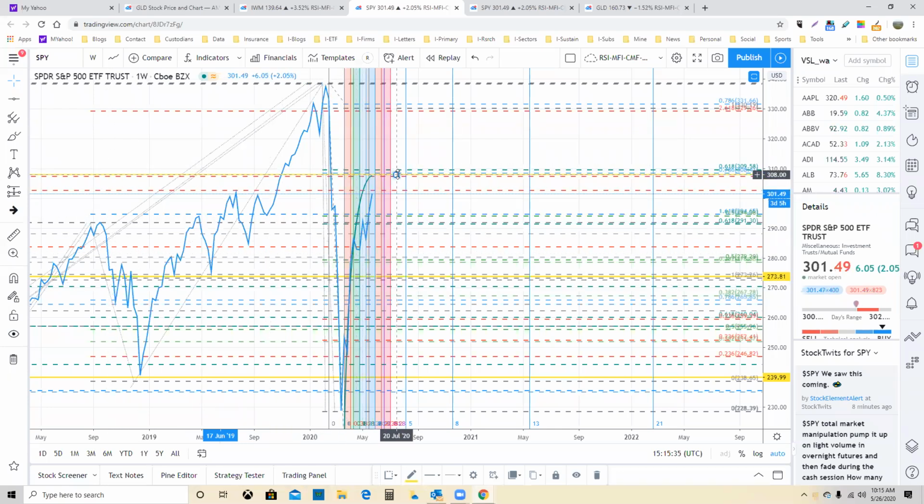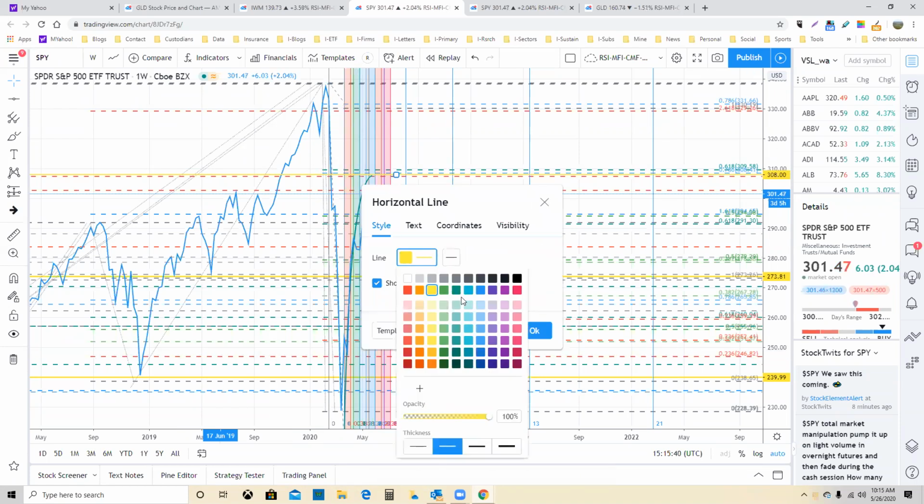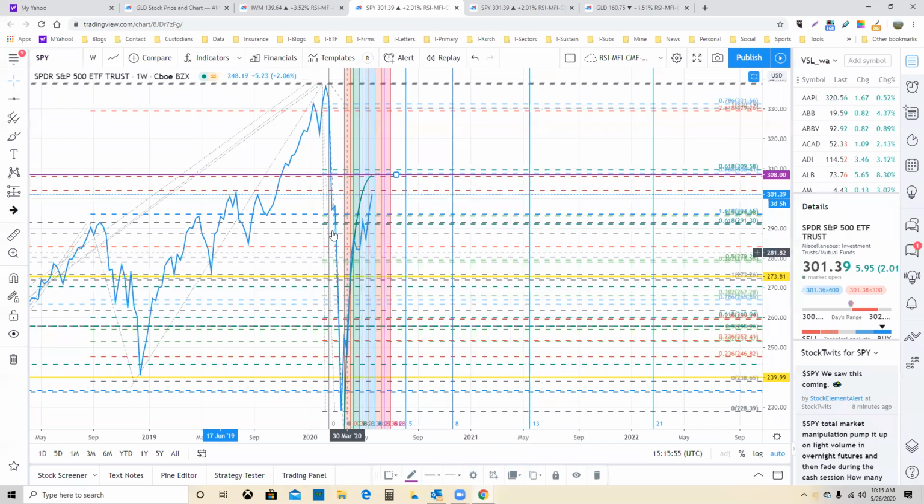Let's give that a different color. If it's resistance, what color do we want to give it? What is a good resistance color? Purple? We'll make purple resistance. That purple, that's less blue. We'll go with that purple. So that seems to be a pretty strong resistance line. We'll see. If we blow through this level, then it's off to the races to maybe challenge the highs, or at least get close.